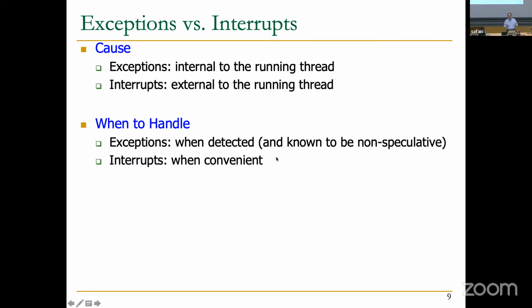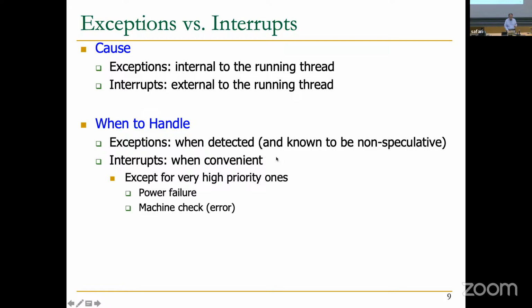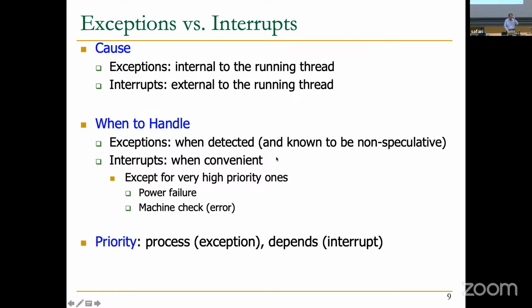For example, you ask a question, and I'm in the middle of an important topic, so I can delay a little bit until I take your question. But sometimes something is so urgent that we cannot take that time. So most of the time it is when convenient, except for very high priority ones like power failure, machine check error, or something like that. If you want to think about priority, it is always processor exceptions first. And for interrupts, it depends, as I said.